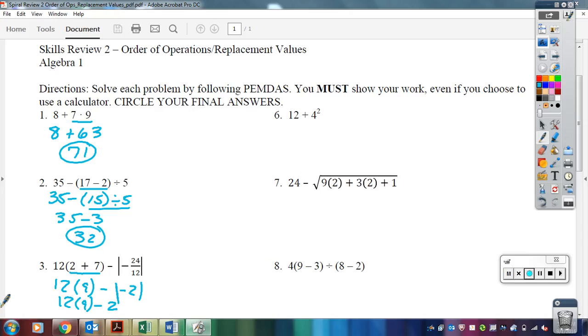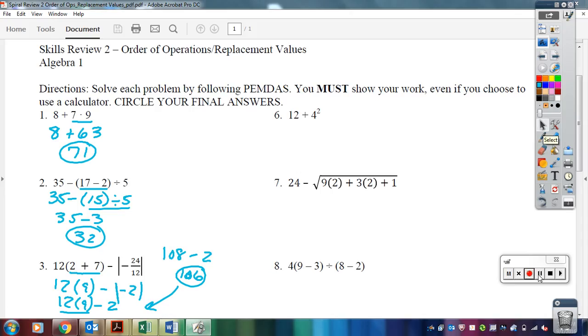Continue working, it's 12 times 9 minus, well, the absolute value of negative 2 is 2. That's still inside the parentheses, so I'll do that. Now I work with 12 times 9. 12 times 9 is 108 minus 2 is 106. 106 for my answer for number 3.